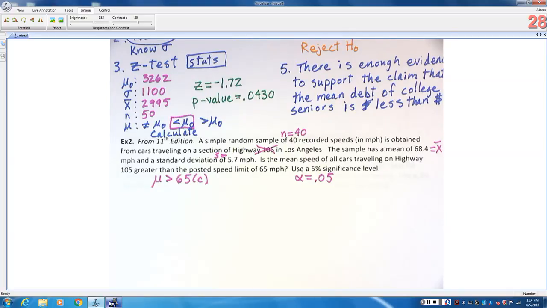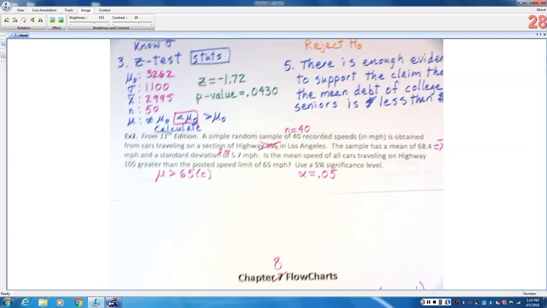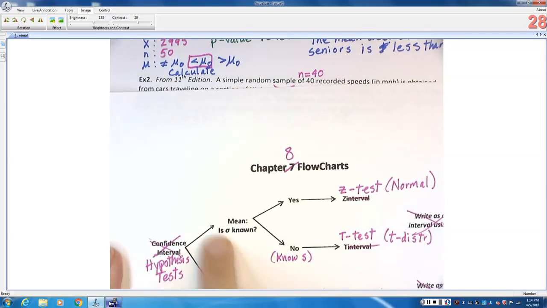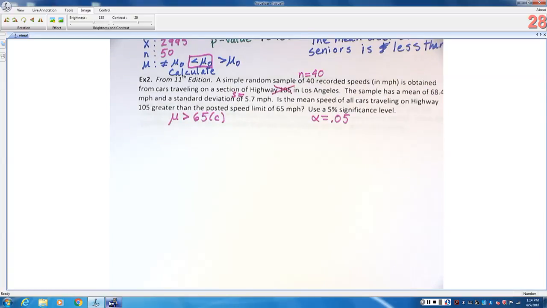So I just want to show you how to choose between S. So what kind of test would you do on this one? Because we don't know sigma, we only know S, but it's a test on a mean. We're gonna do a t-test. So on step 3, you'll do a t-test.